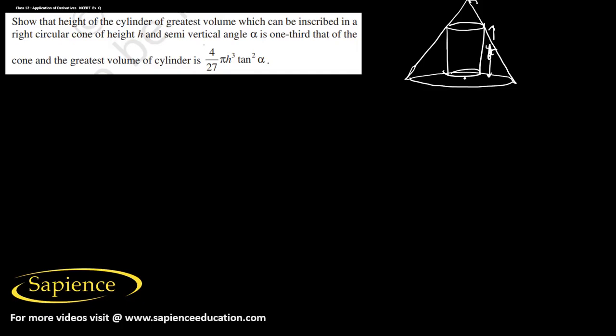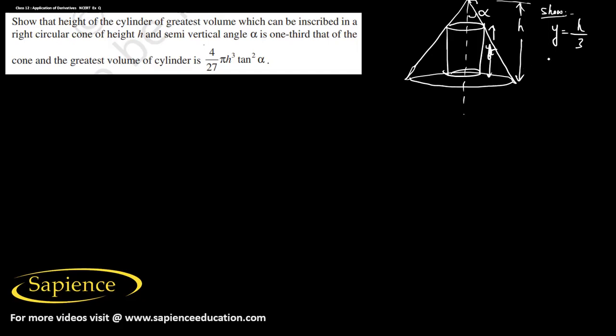The cone is having the height h, so the height of the right circular cone is h, and it is having semi-vertical angle alpha, and that should be 1/3 of that of the cone. It means that y should be equal to h by 3. We have to show this.